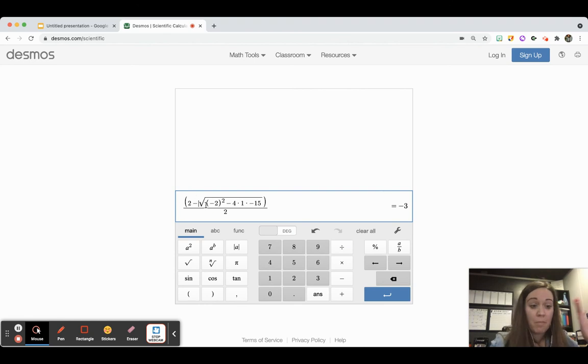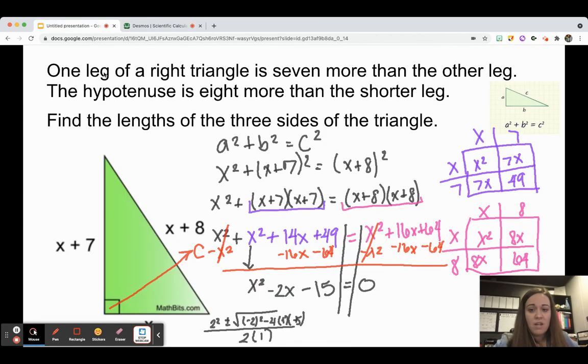So we need to go with our positive because we're dealing with side lengths. And so a side length of the triangle has to be positive and not a negative. So x is equal to 5. Okay, so x is equal to 5. Now let's dive in and find the other side lengths.